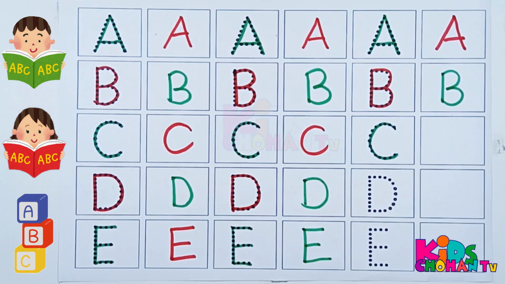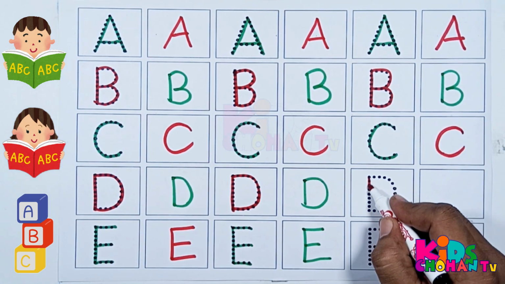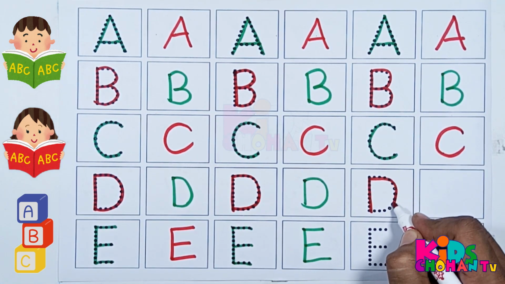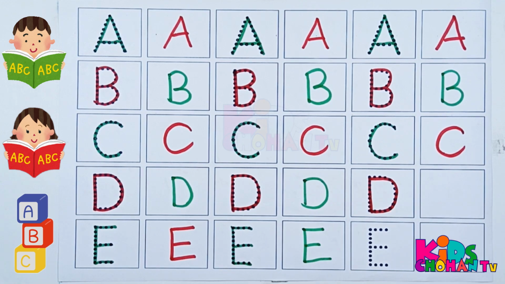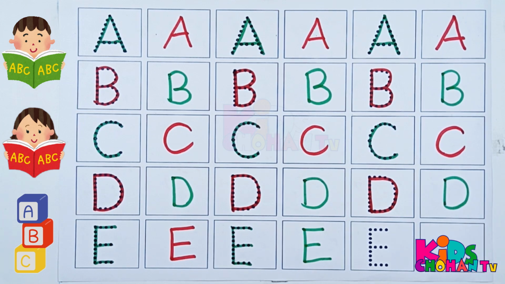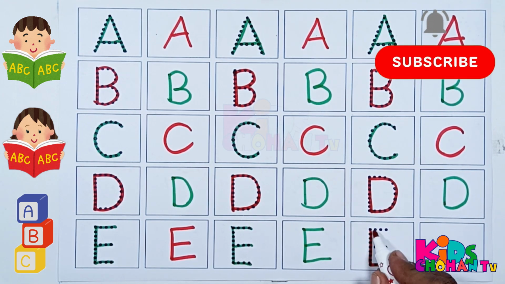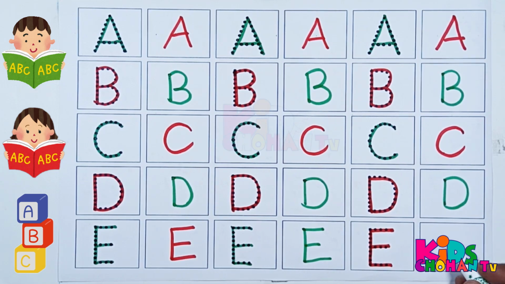C. This is letter C. D. This is letter D. E. Kids, this is letter E. E.